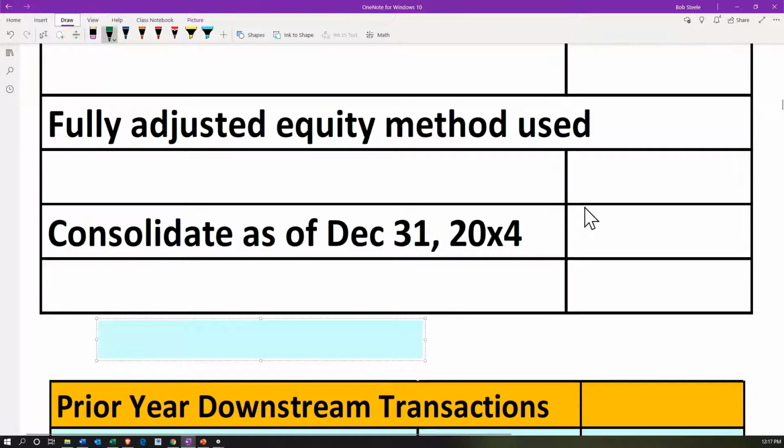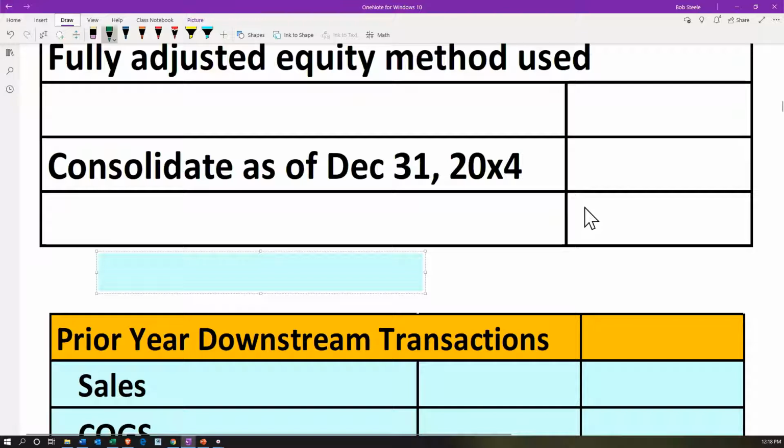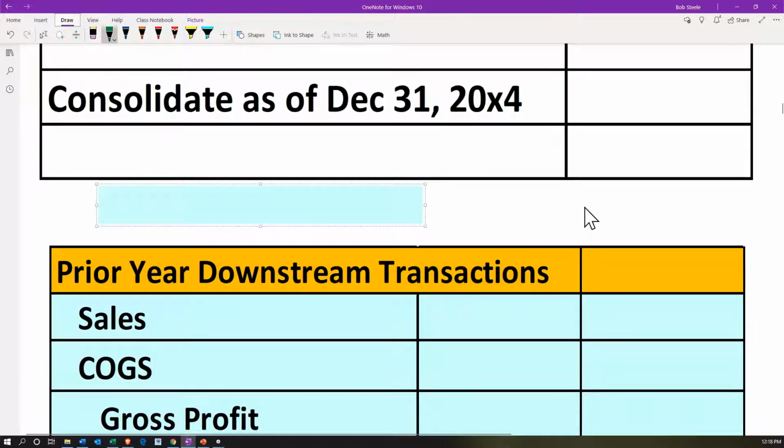So we don't have any kind of accrual issues we'll have to be dealing with as we go to this kind of a little bit more complex transaction. Fully adjusted equity method is used, and we're going to consolidate as of December 31st, 2000X4. So that's going to be the time of consolidation.